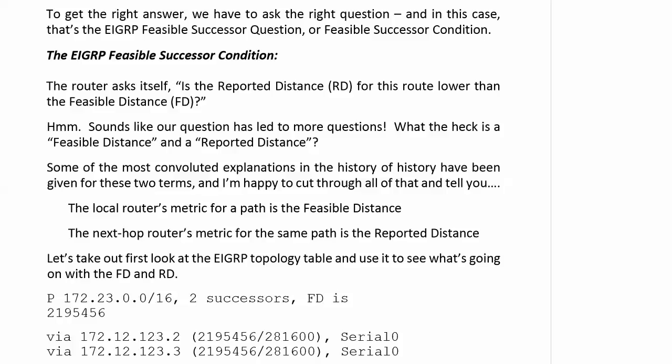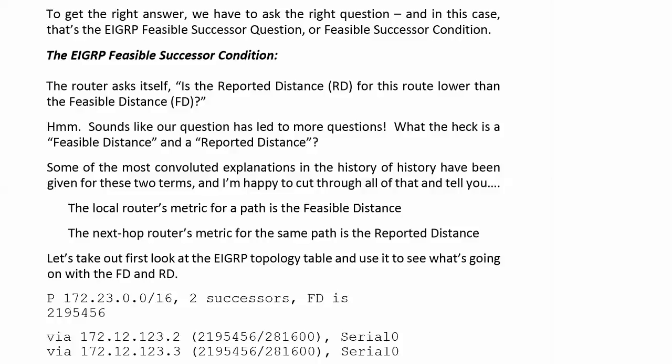It's very, very straightforward. The feasible distance is the local router's metric for a path. The reported distance is the next hop router's metric for this same path. That's it. A good way to remember it, since you're on the local router and you usually think in terms of the local router, is that the reported distance is what was reported from another router. That's the way I've always remembered it, and in this case that would be the next hop router. The feasible distance is the one that's left, the local router's metric for a path.